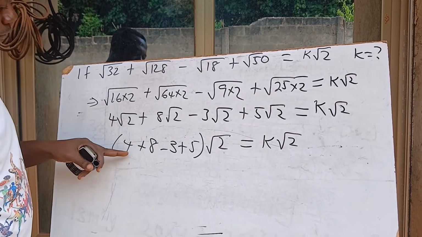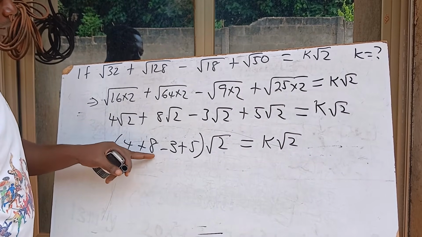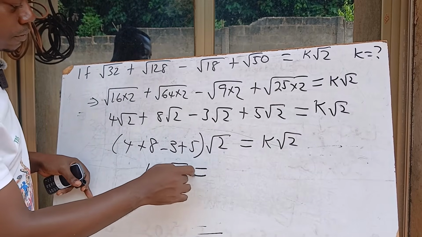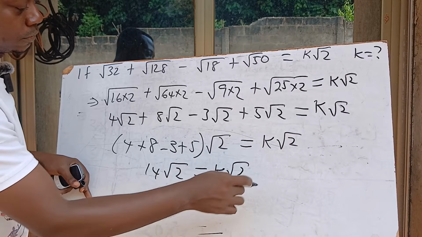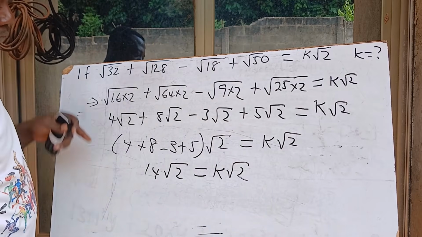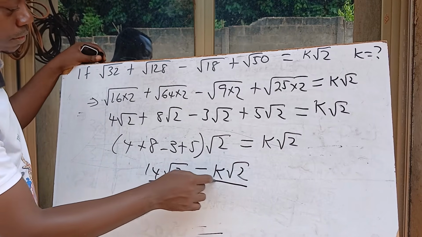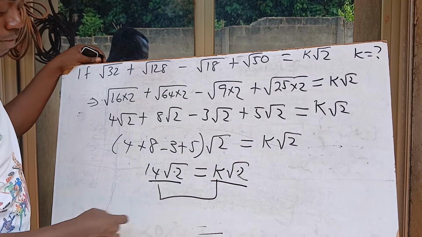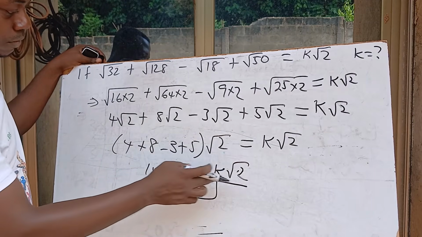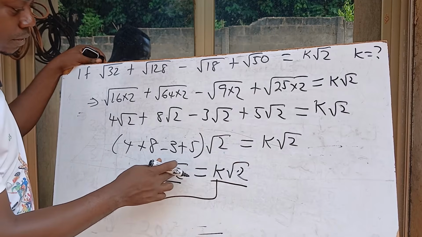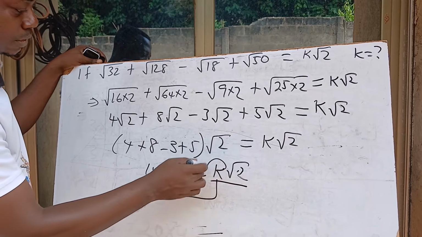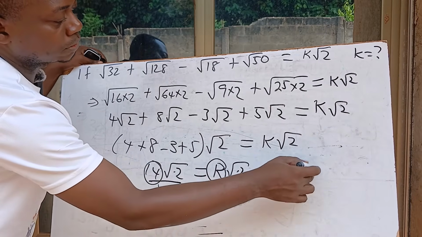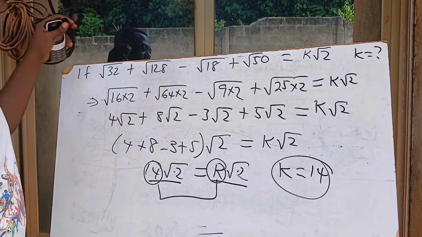So we have 14 root 2 equals k root 2. So we have this equals to that. Therefore k is 14 when you compare, okay? This one equals to that, and we have root 2 here, we have root 2. It means what is here is the same as what is here. So my k is simply 14. Simple as that.